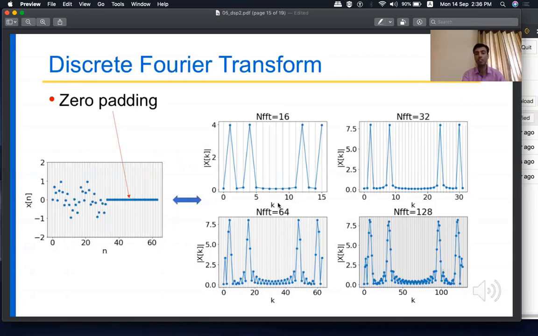Now, what is the advantage of zero padding? I will get a higher resolution. You can see at NFFT equal to 16, I get poor resolution of my spectrum or my Fourier transform. But with a higher NFFT, I get much more resolution. The graph becomes much sharper.